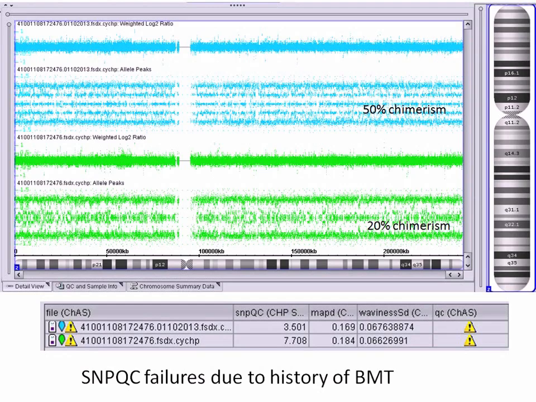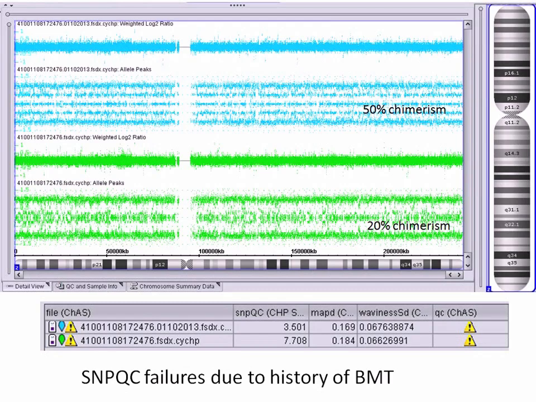When you have chimerism, it's going to also fail one of the assumptions of the SNP QC algorithm. So maybe you could say, oh look, my SNP QC is horrible, it's supposed to be greater than 15, and it's 3.5 and 7.7, but my MAPD and my waviness are actually pretty good. That might be one indication that you want to call and ask, has this patient had a bone marrow transplant?